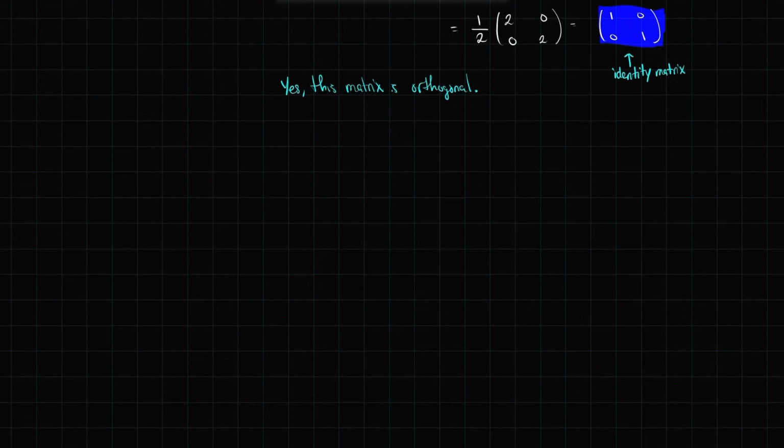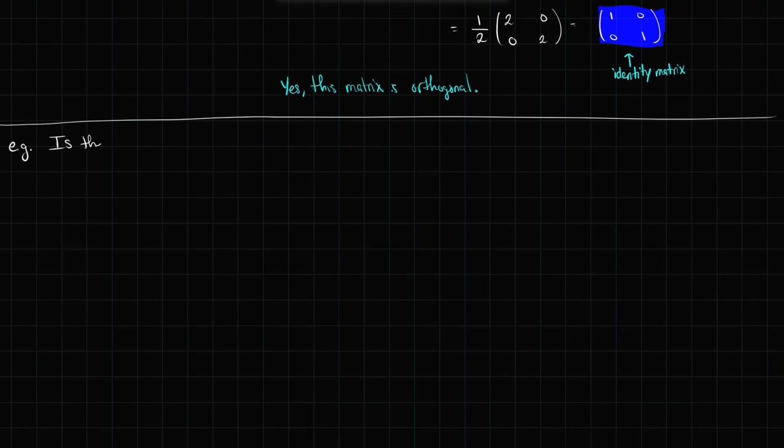Let's do one more example looking at unitary. Is the matrix 1 over root 3, 1, 1, 1, 1, e to the I 2 pi over 3, e to the minus I 2 pi over 3, and then 1, e to the minus I 2 pi over 3, e to the I 2 pi over 3, unitary or orthogonal?